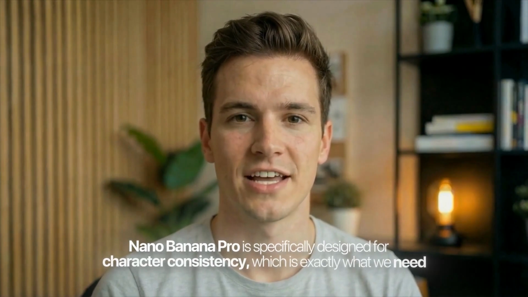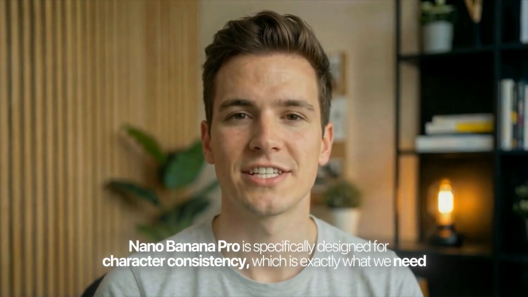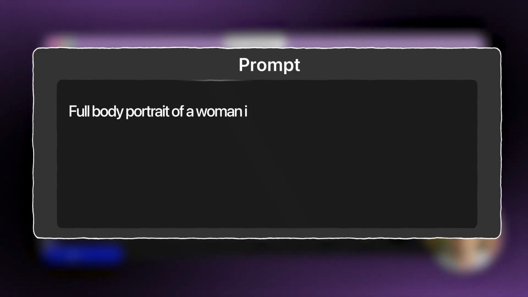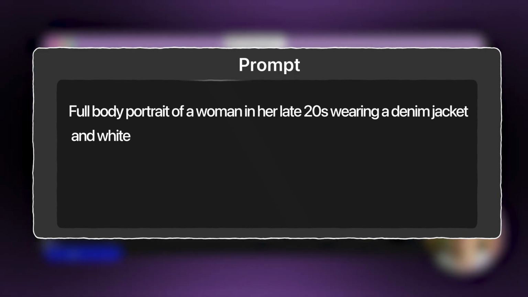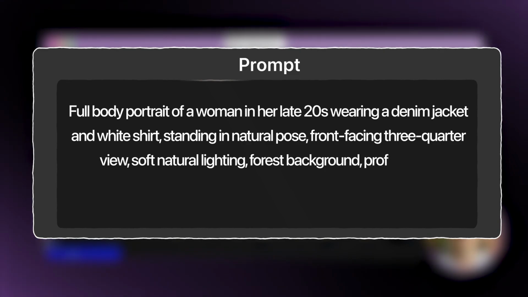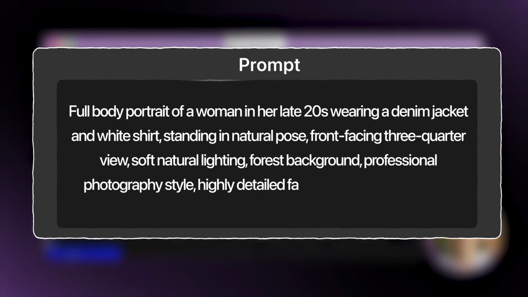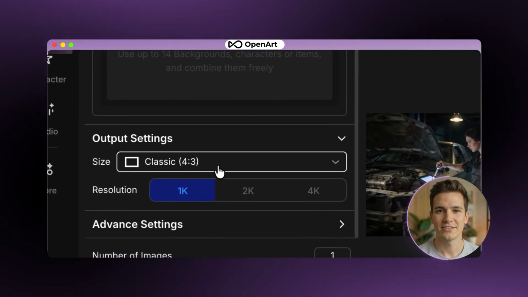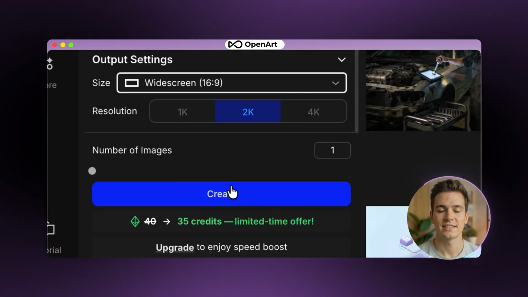This is the key. Nano Banana Pro is specifically designed for character consistency, which is exactly what we need. Prompt example: full body portrait of a woman in her late 20s wearing a denim jacket and white shirt, standing in natural pose. Front-facing 3/4 view, soft natural lighting, forest background, professional photography style, highly detailed face and clothing, 8K quality. Set your aspect ratio to 16:9. Set resolution to 2K. Hit generate.